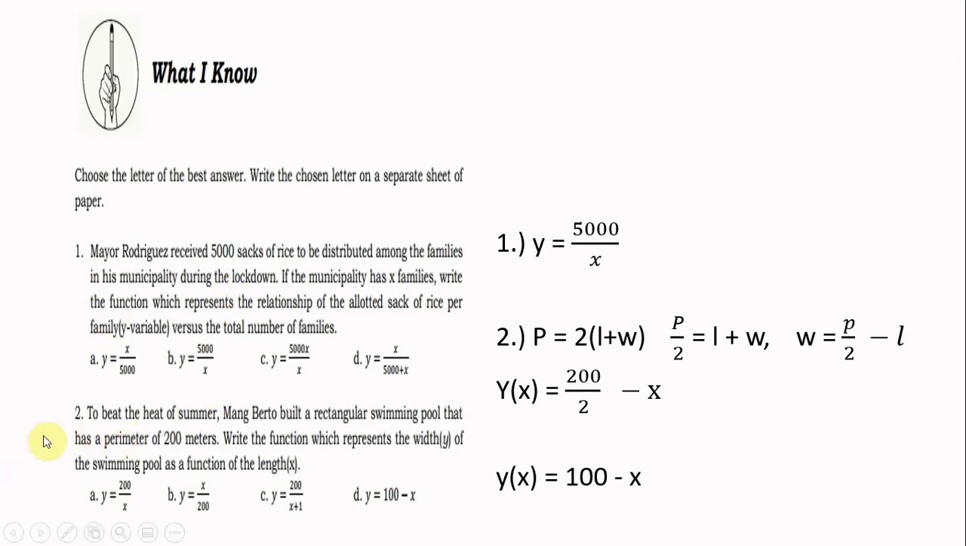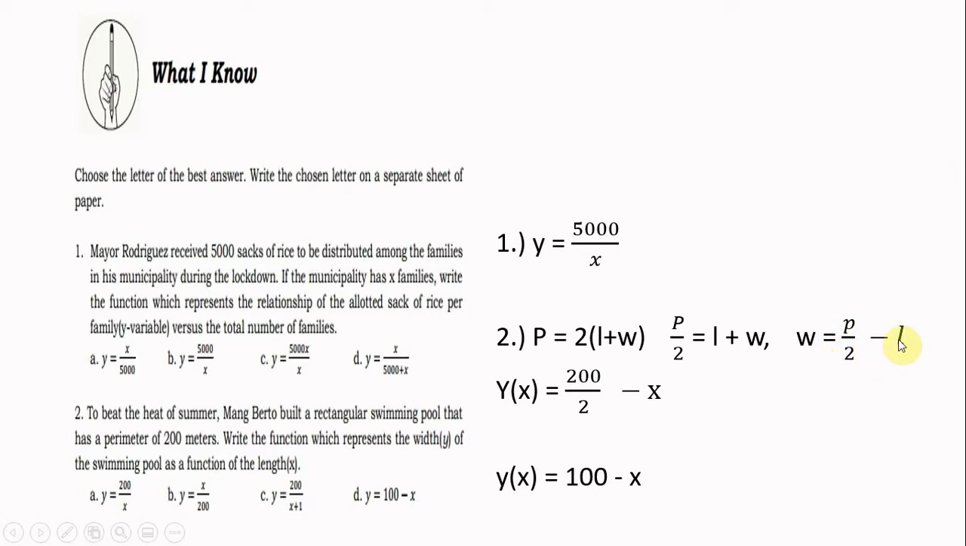Okay, now number 2. To beat the heat of summer, Mang Berto built a rectangular swimming pool that has a perimeter of 200 meters. Write the function which represents the width y of the swimming pool as a function of the length x. So we all know that the perimeter of a rectangle is equal to twice the sum of length and width. So if we are to find out the width, we will divide first by 2. Divide first by 2 here, so that's P over 2 equals length plus width. Then transpose length to the left side, that is equal to perimeter divided by 2 minus length.